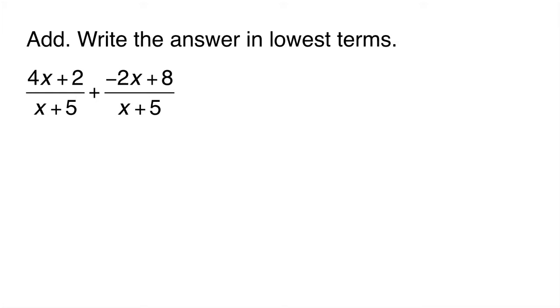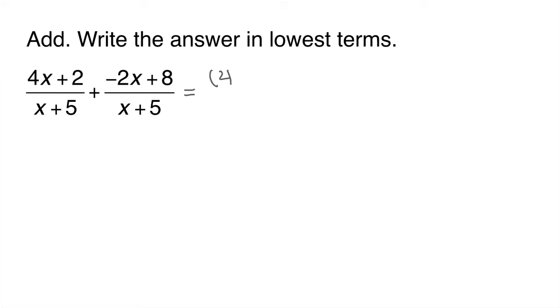Add. Write the answer in lowest terms. The quantity 4x plus 2 over the quantity x plus 5 plus the quantity negative 2x plus 8 over the quantity x plus 5. Here we have two rational expressions with the same denominator. To add, we'll add the numerators and write the new numerator over the common denominator.